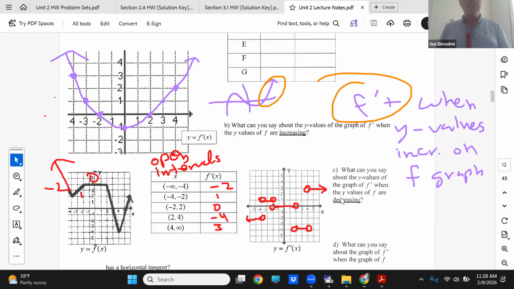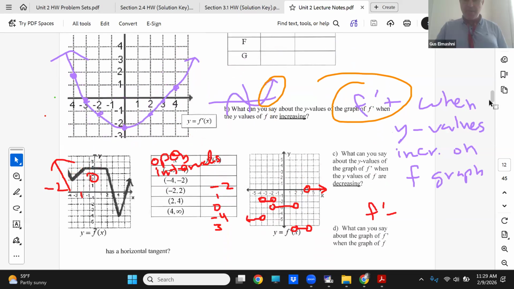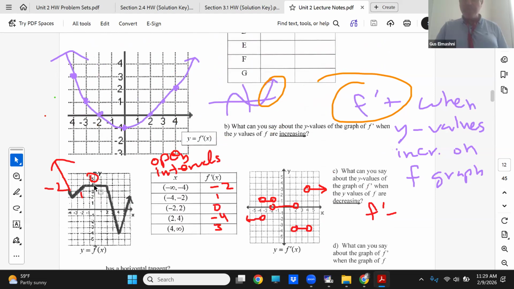Does that graph make sense for f prime? And what can you say about the y values of the graph of f prime when the graph is decreasing? Well, f prime's negative, just as we saw up above. And what can you say about f prime when the graph has a horizontal tangent? Oh, great, I'd move that. There we go. It's going to be 0. Right? When you have horizontal tangents, f prime is 0. So hopefully that's okay. Any questions? We're good? Cool.